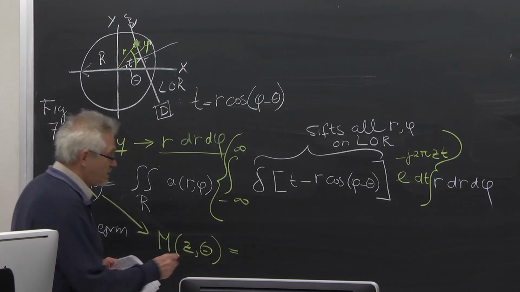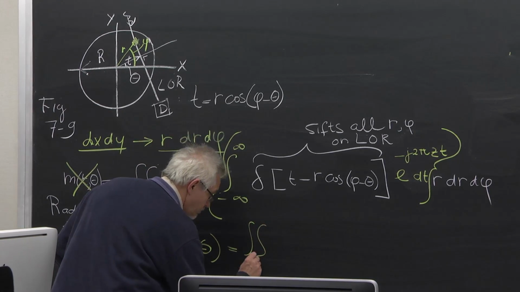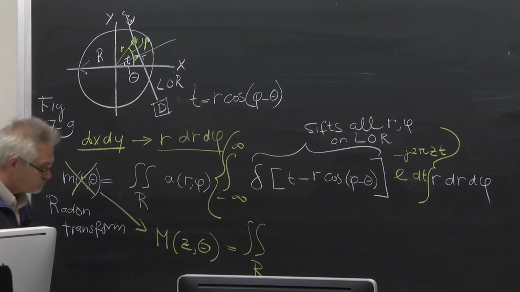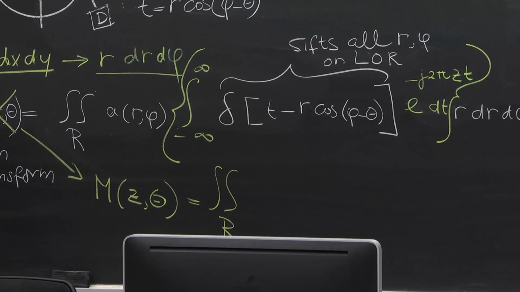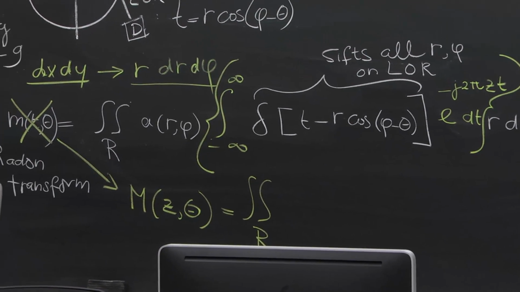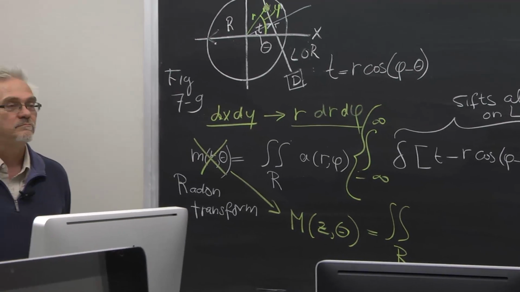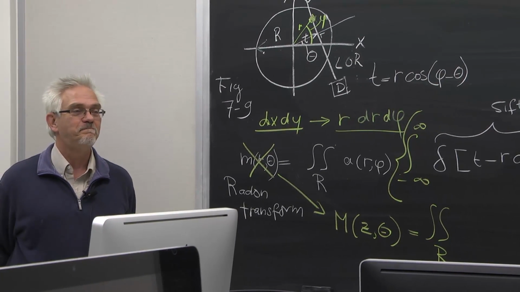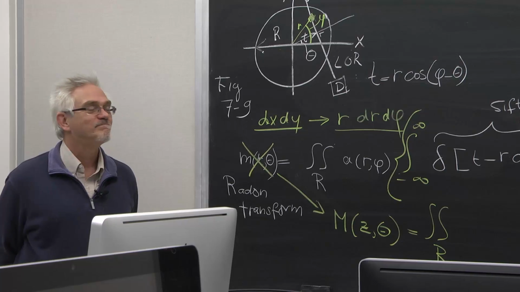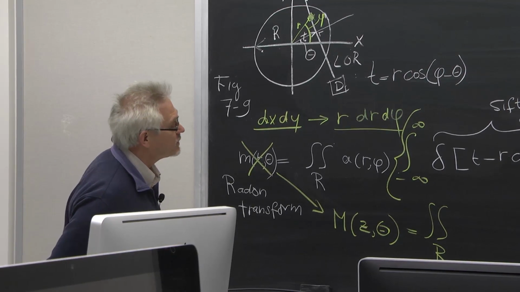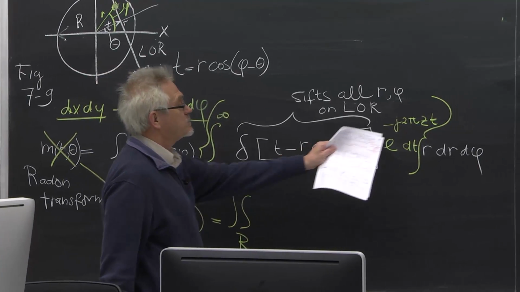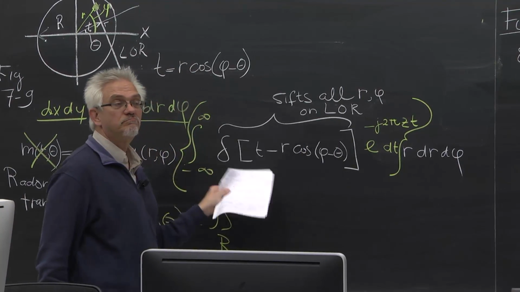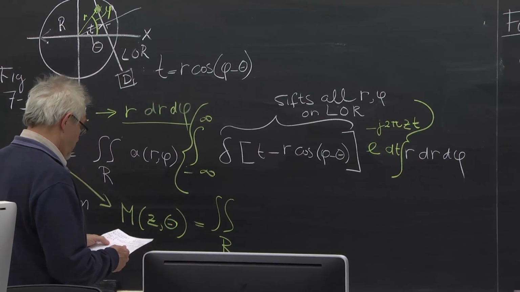What is M(zeta, theta)? How do we evaluate integrals with the delta function? Mark? Yeah, you just plug it in and you use the sifting. So we can do that here. And for t, we are just going to plug in this value. That's kind of what we are going to find.